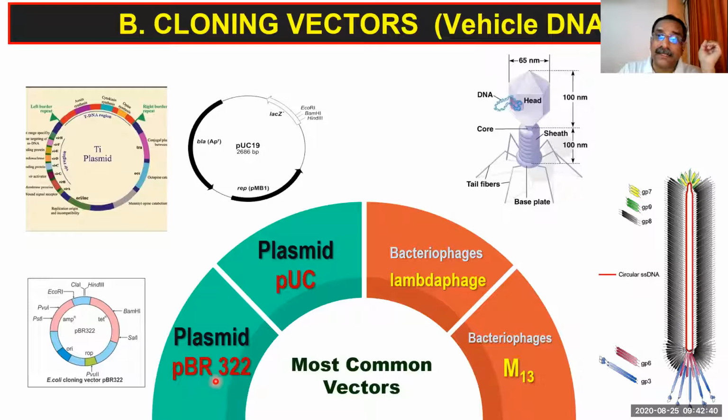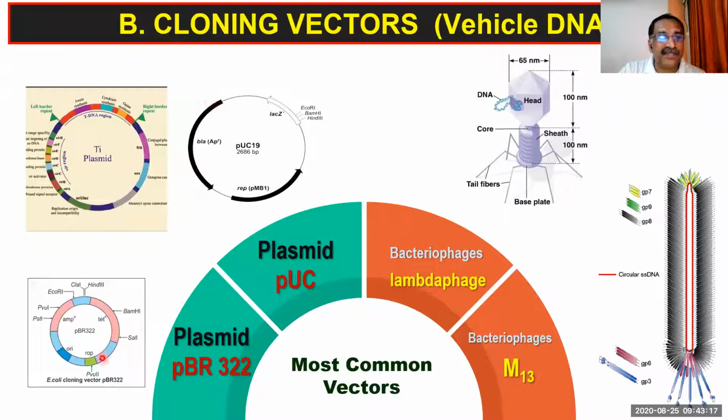Similarly, there is another plasmid which we are using on a large scale, that is called pUC, that is University of California. P represents plasmid. And pBR is also a name where P is plasmid and BR represents the names of scientists. I think Bolivar and others you might have heard about. So these are the two main plasmids we are using: one is pBR322, and second is pUC.